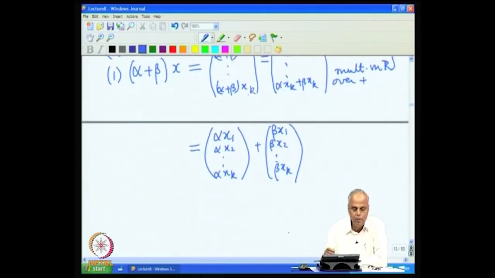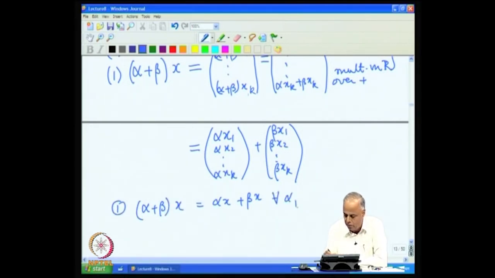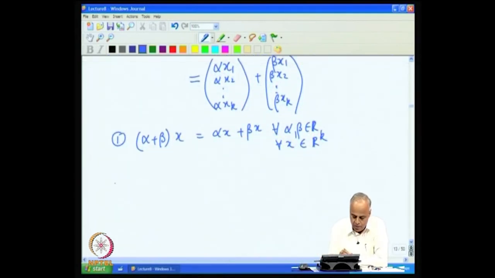But again, by the rule of scalar multiplication, this is alpha x and that is beta x. So the conclusion is, this is the first property: (alpha plus beta) times x. This is true for every alpha, beta in R and for every x in Rk.